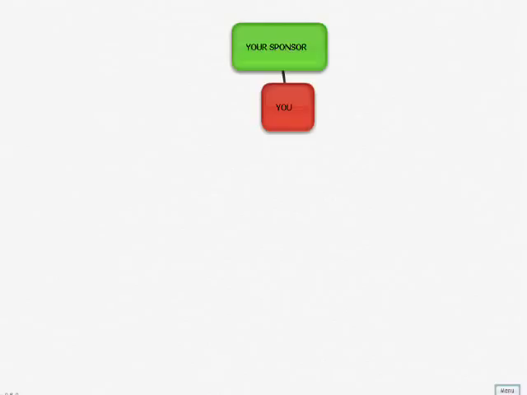Let's take a look at exactly how the reverse 2-up system works for InfinityDownline. Now, InfinityDownline has what we believe to be the easiest to explain pay plan in existence. And it goes like this.